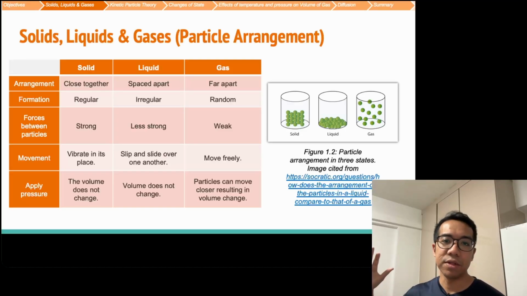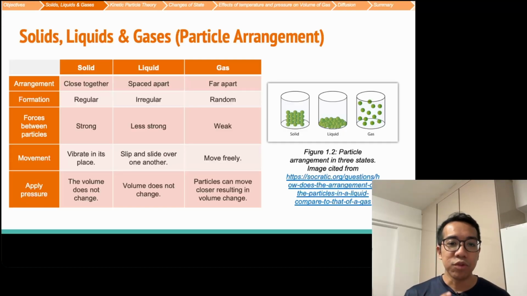And last but not least, one important point is what happens when you apply pressure to the particles in three different states. When you apply pressure to a solid, the volume does not change. A prime example from everyday life is putting pressure on an ice cube. The ice cube just stays as is. There's no formation change or volume change in that ice cube.